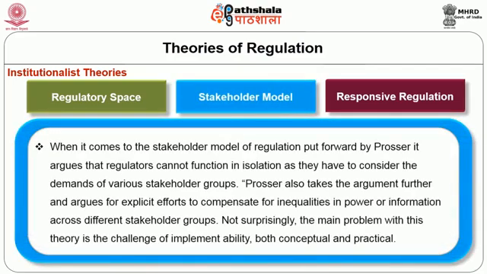When it comes to the stakeholder model of regulation put forward by Prosser, it argues that regulators cannot function in isolation, as they have to consider the demands of various stakeholder groups. Prosser also takes the argument further and argues for explicit efforts to compensate for inequalities in power or information across different stakeholder groups. Not surprisingly, the main problem with this theory is the challenge of implementability, both conceptual and practical.